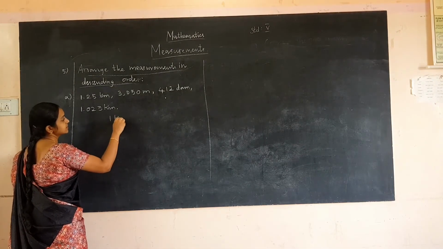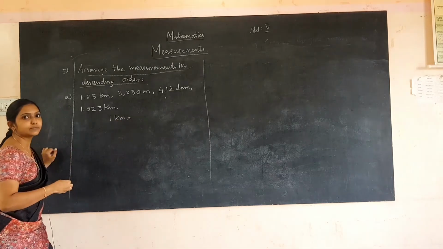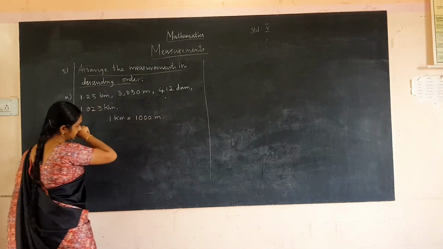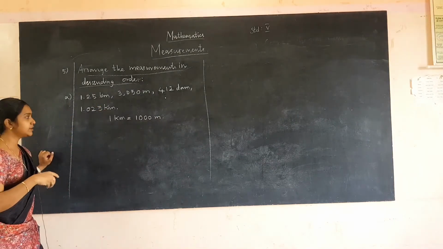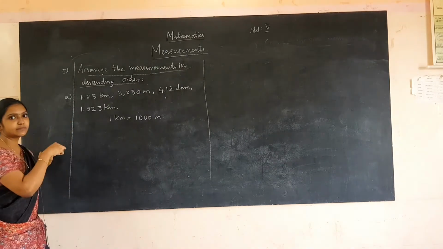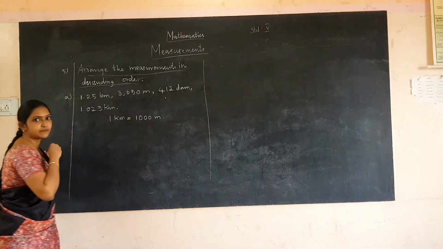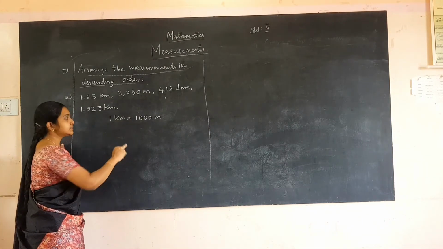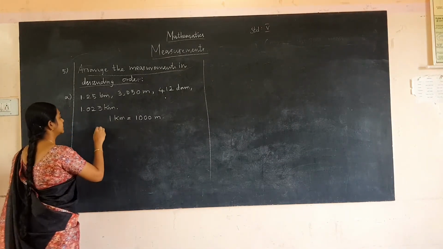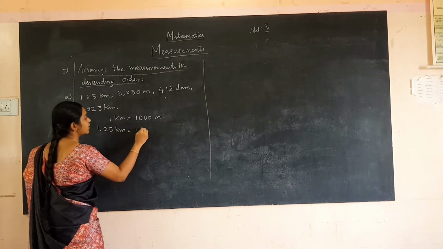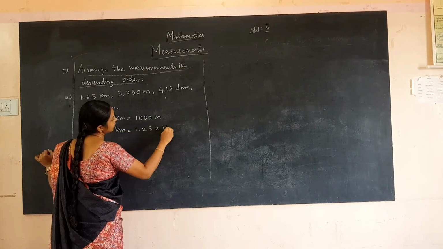First one is kilometer. 1 kilometer is equal to 1000 meter. You look at the table in the book. We are converting from larger to smaller, so we have to multiply. We are moving 3 places, so it is 10 to the power 3, which means 1000. 1.25 kilometer means 1.25 into 1000.